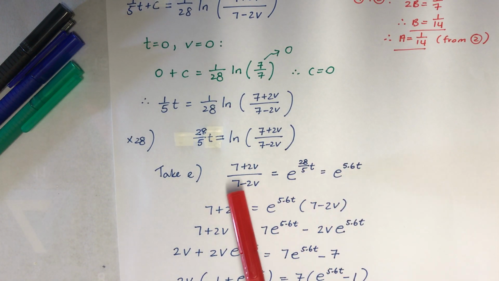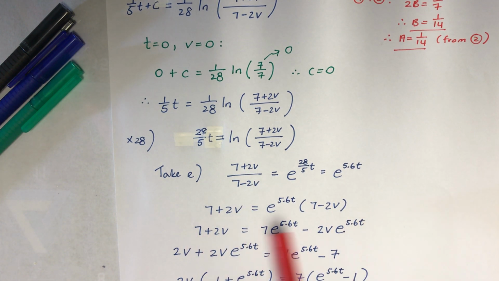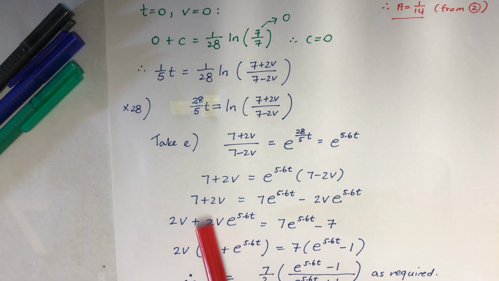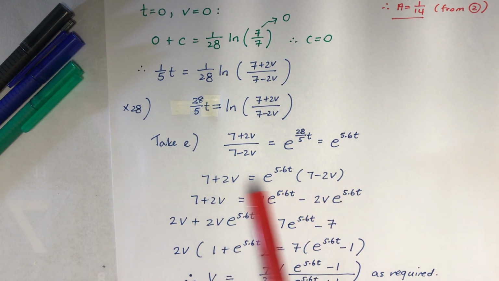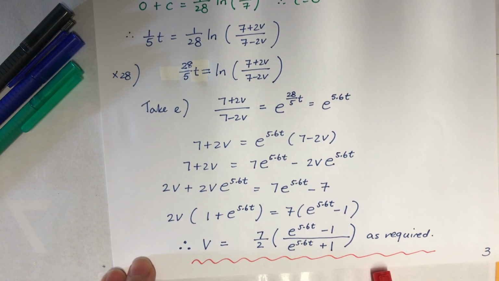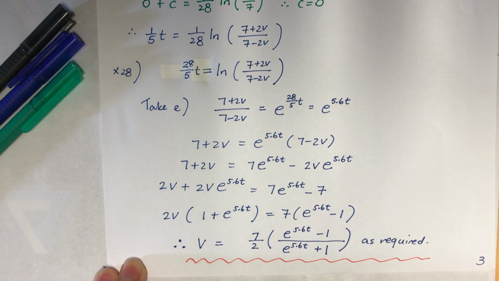Then times by 7 minus 2v on both sides, and this is just normal algebra now. Then I need to collect like terms really, because we want v to be the subject, so we want the v's on the left hand side altogether. Then it happens to be that 7 is our common factor on the right hand side, and therefore that's what is required.